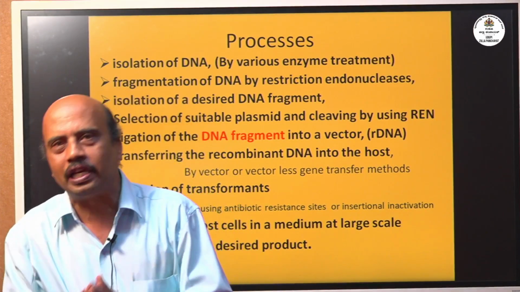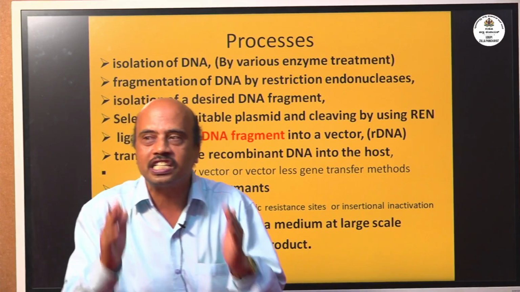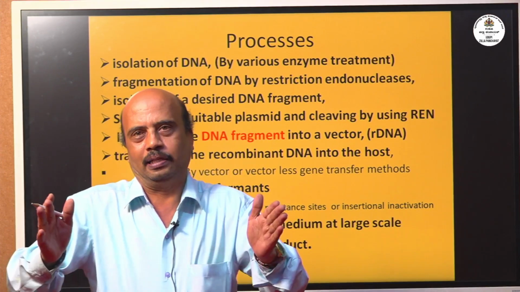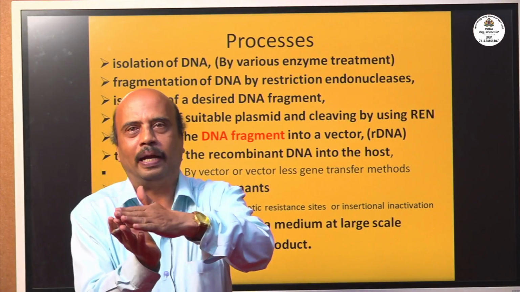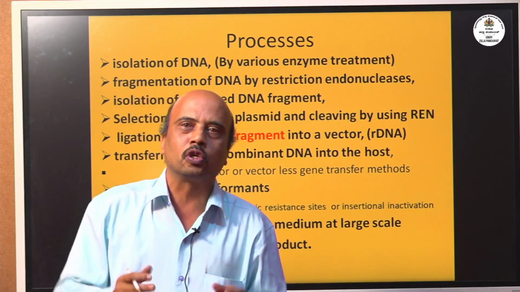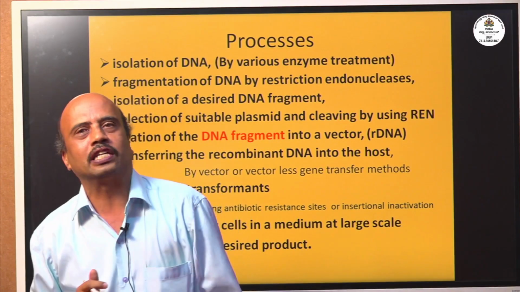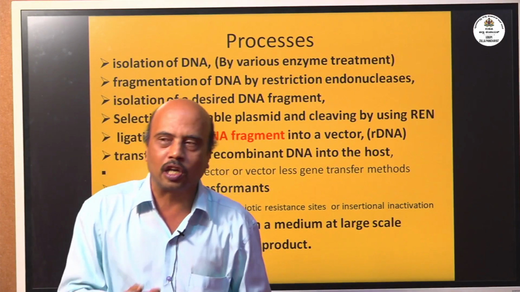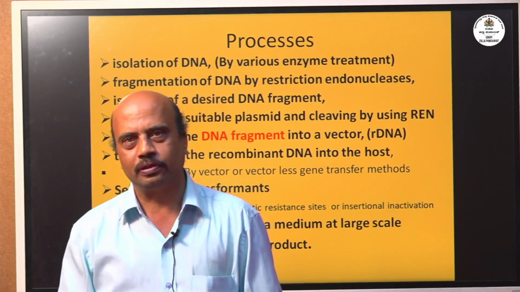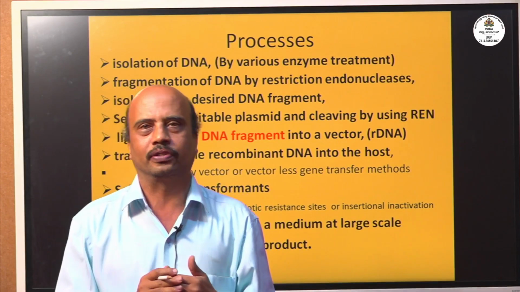Restriction endonuclease, in rDNA technology, we call it molecular scissors. These cut the DNA within the DNA segment by disturbing the phosphodiester bonds to make fragments. You know that there is a class of enzymes called nucleases. Nucleases act on nucleic acids. There are two classes of nucleases, exonucleases and endonucleases.